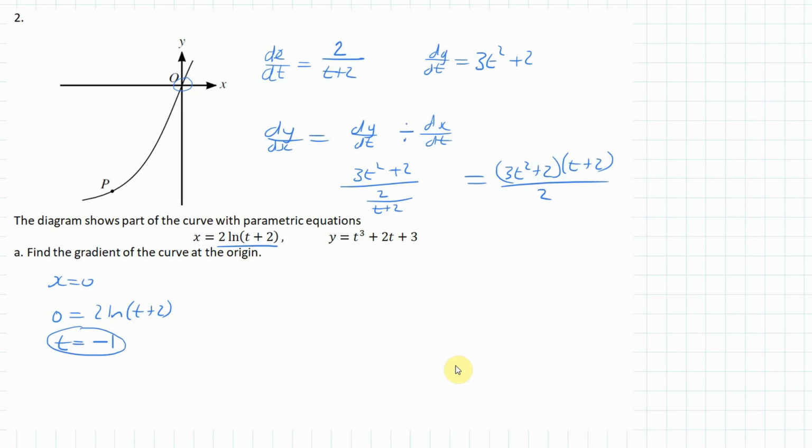Now we just plug it into the formula. dy/dx at the origin is going to be equal to (3 times negative 1 squared plus 2) multiplied by (negative 1 plus 2) all over 2. Now what does this give us? 3 plus 2 equals 5, times positive 1, over 2. So I'm getting 5 over 2 for this.